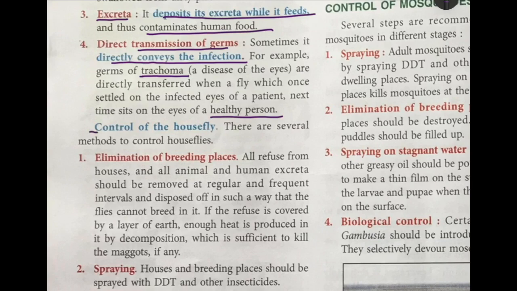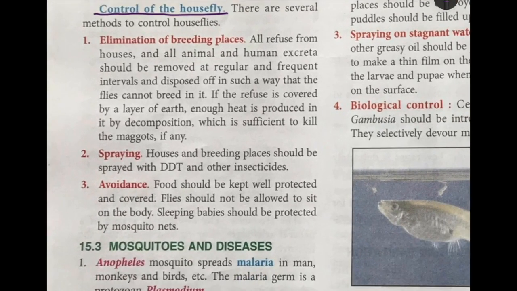So how can we control houseflies? There are several methods. First is to eliminate breeding places. We should not allow it to multiply. So all refuse, all dirt from houses and all animal and human excreta should be removed at regular and frequent intervals and thrown off in such a way that flies cannot breed on it. Flies lay eggs on dirty places.